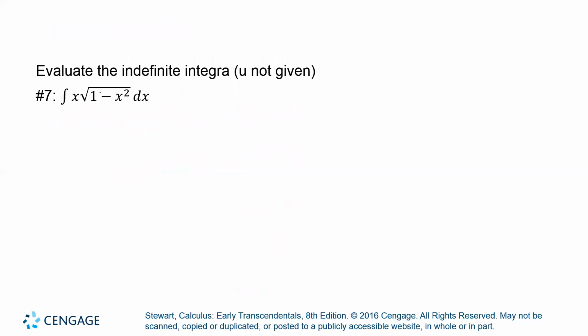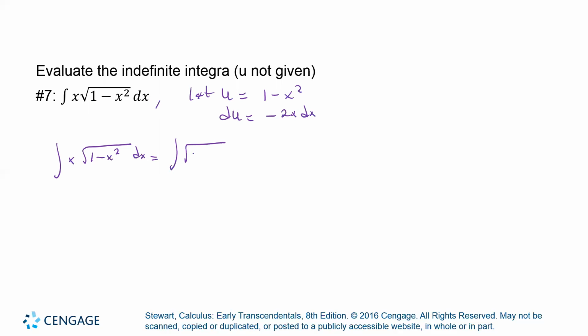All right, now let's take another example. Okay, this is similar to, okay, the u is not given. So in this case, what to be my u? You're going to let u equal to 1 minus x squared. So let's differentiate the u. You have minus 2x dx. All right, so then the integral of x times the square root of 1 minus x squared dx is written as the integral of the square root of 1 minus x squared then times the x dx.